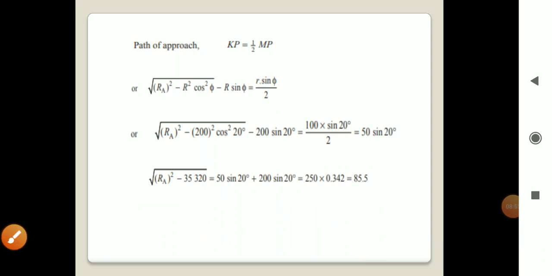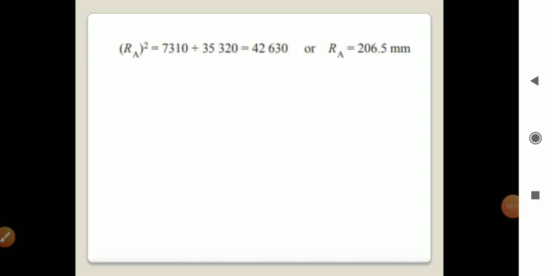The simple thing is to take squaring on both sides. So we got capital RA square minus 35,320 is equal to 85.5 square. So we got the value of RA square as 7,310. Taking the square root of this whole term, we got RA equal to 206.5 mm.